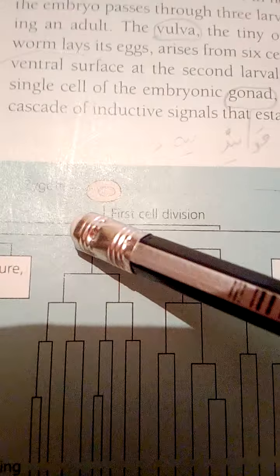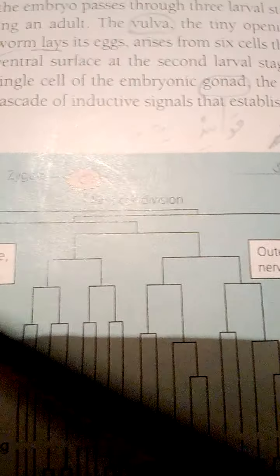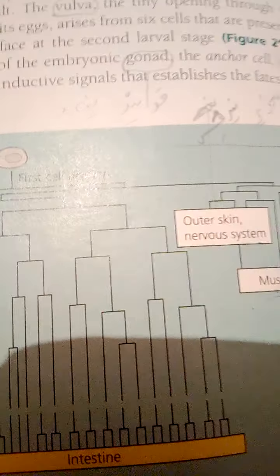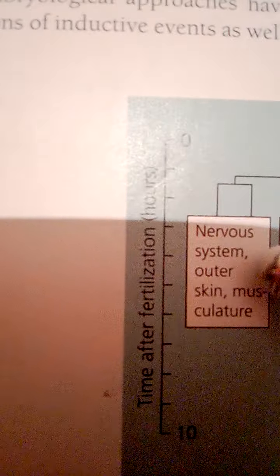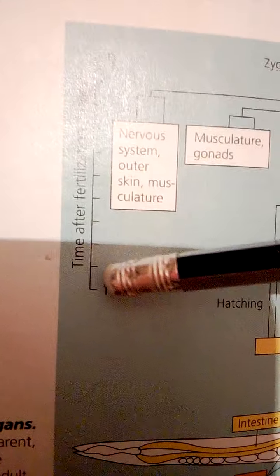Notice this figure. Notice also the zygote, first cell division, the outer skin, nervous system, germline, future gametes, gonads, and the time after fertilization in hours. Also the intestine, a closer look at the intestine, and eggs.